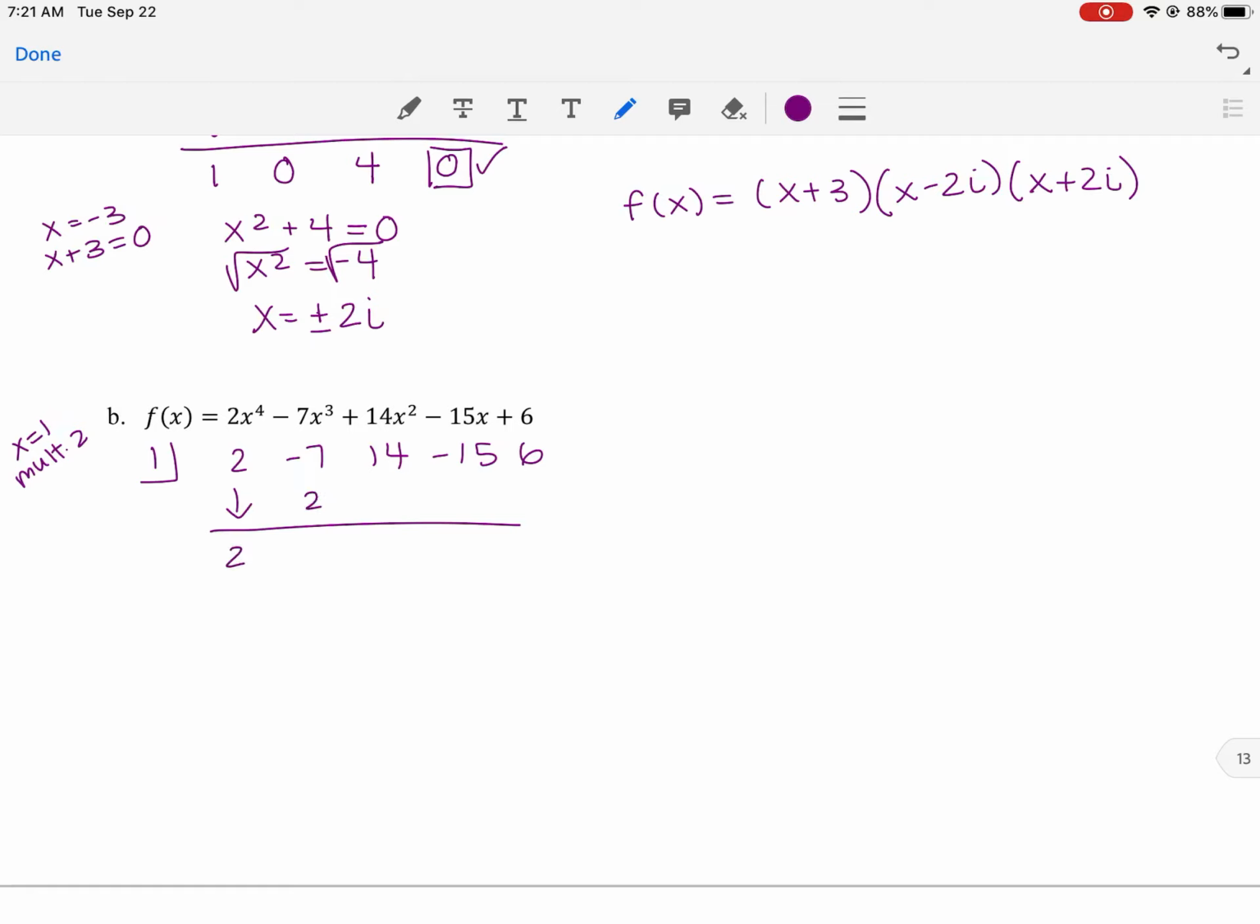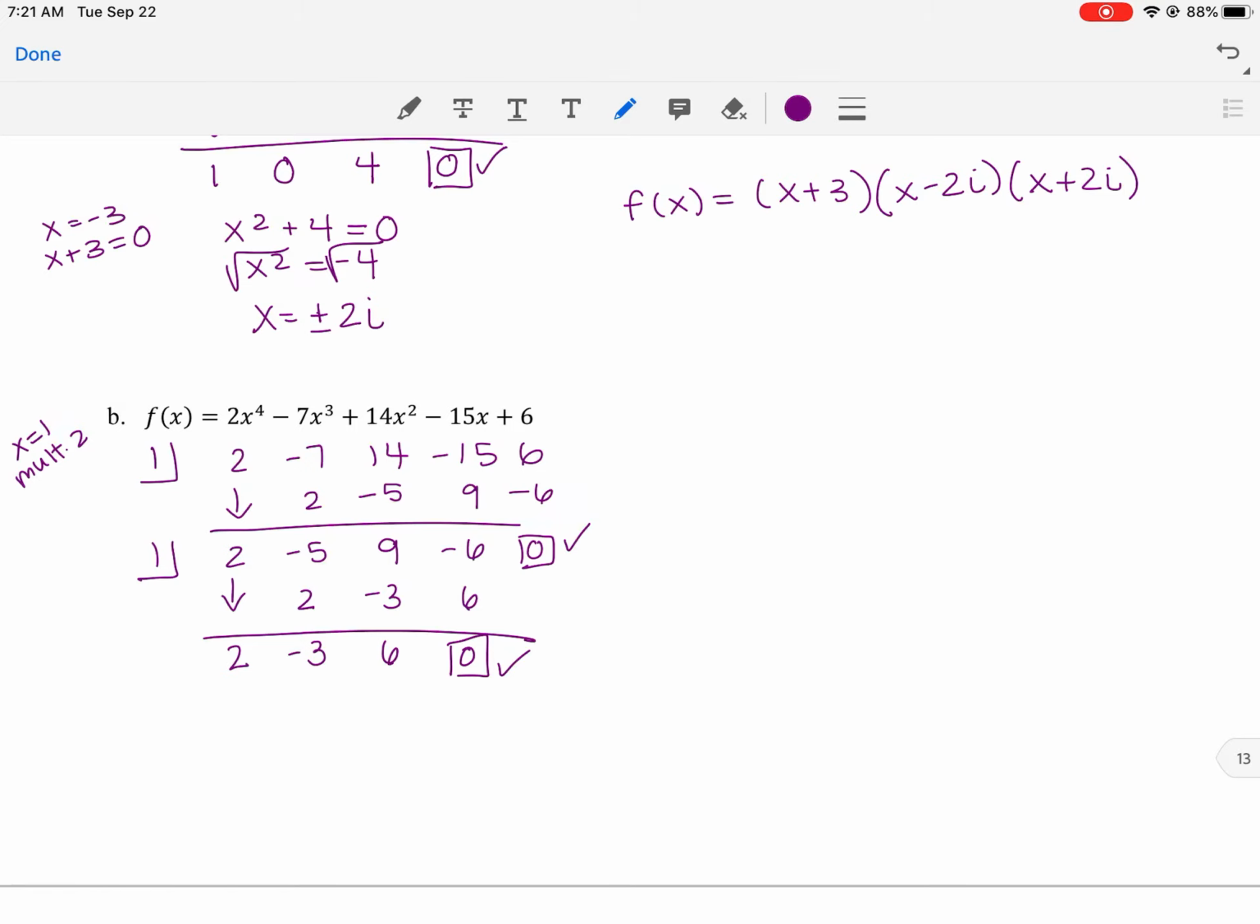So 2 times 1 is 2, we get a negative 5. Negative 5 times 1 is negative 5, we add the column, we get 9. 9 times 1 is 9, we add the column, we get negative 6. Negative 6 times 1 is negative 6. We add the column, we get 0. Good sign. Same thing again. Since it's multiplicity 2, it happens twice. So do your synthetic division. We get a remainder of 0 again.